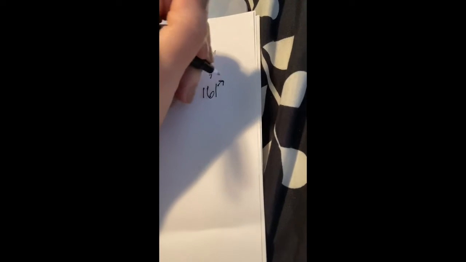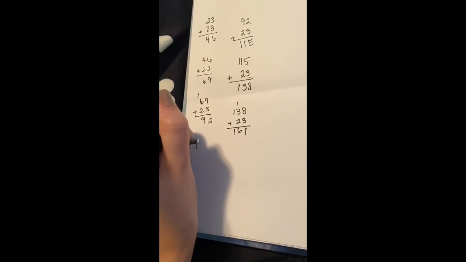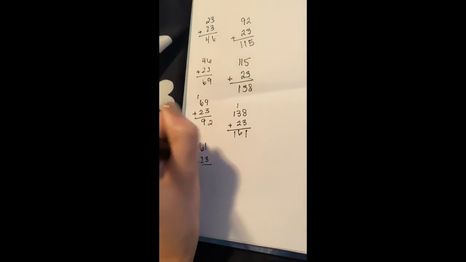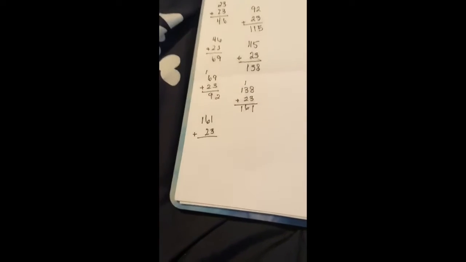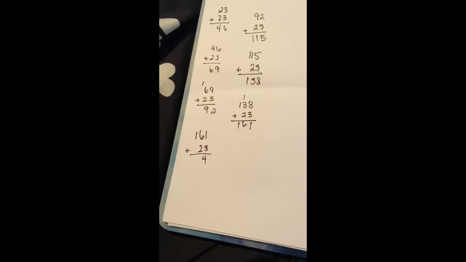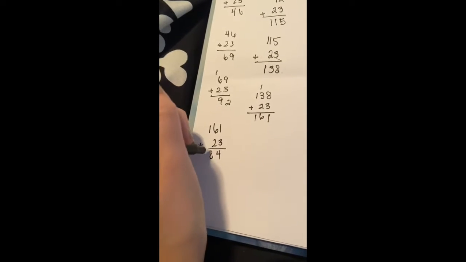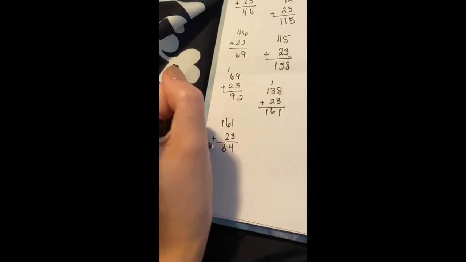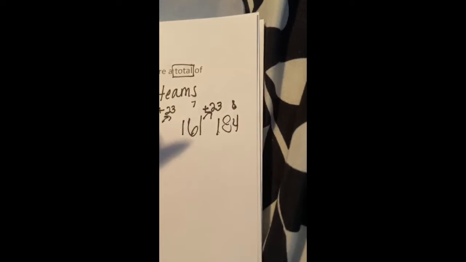I need to keep going. I need 8 teams now, so plus 23. 161 plus 23. Let's do it. 1 plus 3, 4. 6 plus 2, 8. And 1 plus nothing, 1. So now I have 184. I need to still keep going.